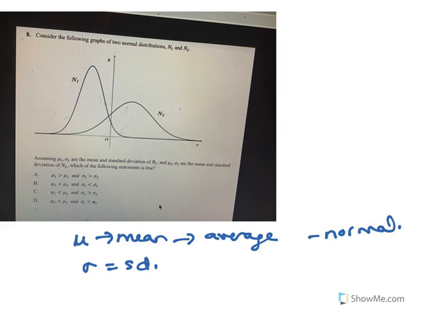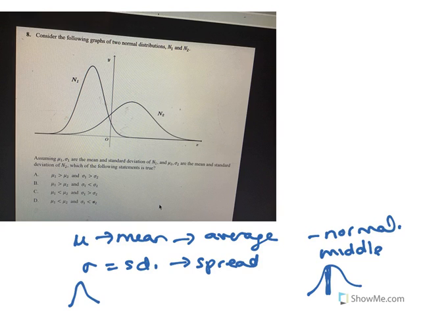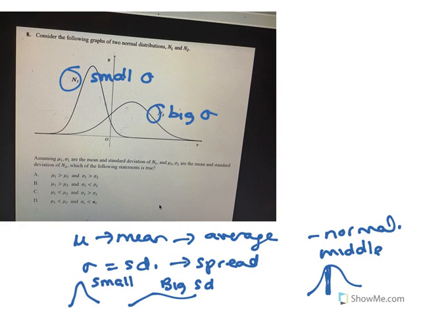Okay, so in this question, just noting that this is the mean, and that means the standard deviation. The mean is like the average, and when you're looking at a normal distribution, the mean will be right in the middle of the thing, so right here. The standard deviation is the spread. So something like that compared to something like that, this would have a big standard deviation. This one would have a small one because it's kind of squished together. So N1 has a small standard deviation and N2 has a big standard deviation because it's spread out.